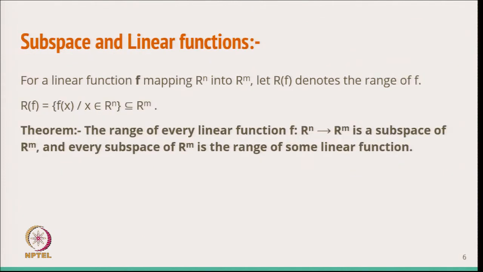Now, from here we define subspaces and linear functions. We want to find the relation between these two. For a linear function f mapping from Rn to Rm, we are talking about a matrix A of type m cross n. Let Rf denote the range of the function f. Rf is the set of all the images f(x) such that x belongs to Rn, and we know that this will be a subset of Rm, because that is where the function maps to.